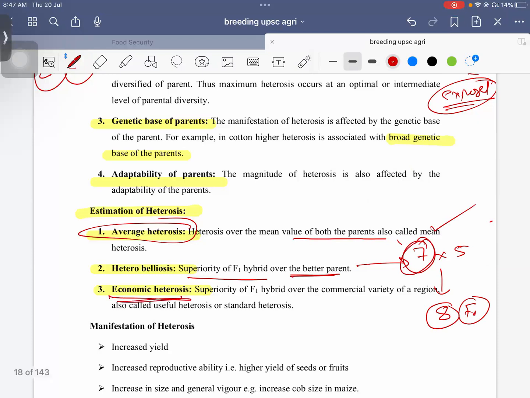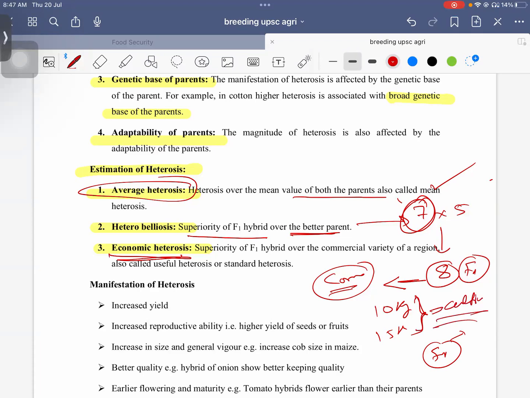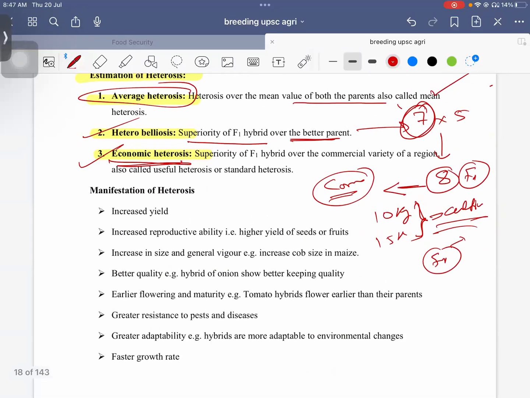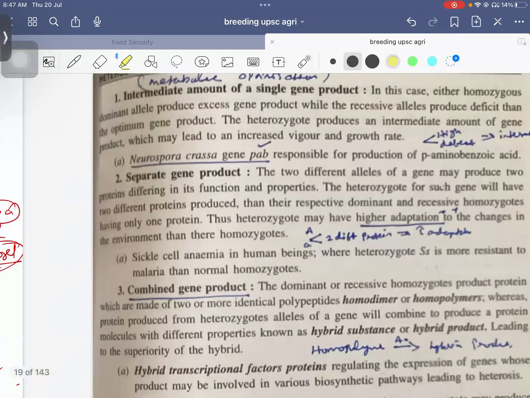Next is economic heterosis. Economic heterosis means the F1 or the hybrid is better than the commercial variety. There will be some checks, some plants giving 10, 15 kgs. If your F1 is better than these commercial varieties which are cultivated, then it is called economic heterosis. What will happen in case of heterosis? There will be increase in yield, higher yield of fruits, increase in crop size, as in tomato hybrids, greater resistance to pest and disease, hybrids are more adaptable, and faster growth. These are the advantages.